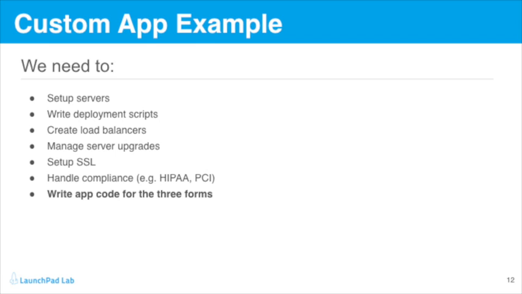So in terms of implementing this, there's a lot of steps that go into implementing a custom app like this. We have to set up servers. We have to write deployment scripts and manage our load balancers. These are all things you don't necessarily need to know what they mean, but just know that there's a lot of infrastructure that goes into building a custom app. And at the end of the day, we have to actually write the app code, which is the 3 forms themselves, for our customers to be able to go in and go through the process of requesting a quote.